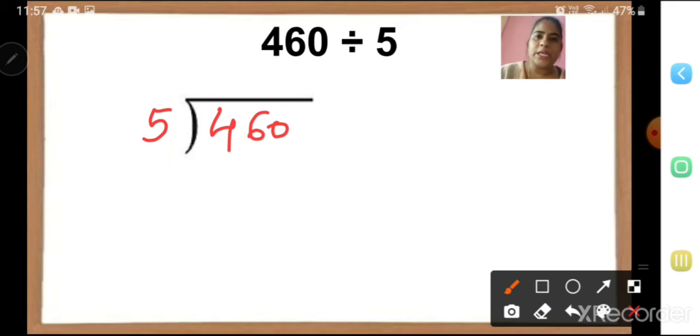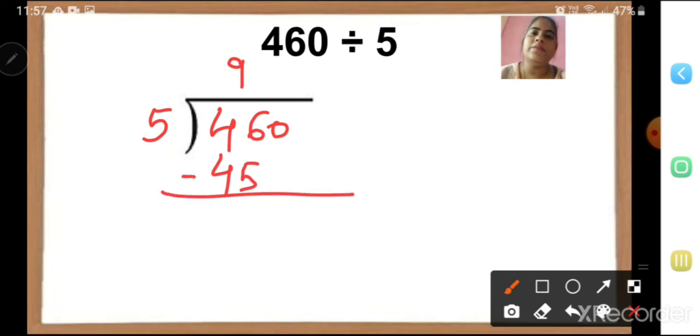So in 5's table 46 will go? No, it doesn't go. But we have a nearby number. What is that nearby number? Children, 5 9s are 45. Correct? So write here 5 9s are 45 minus and then we will subtract. 6 minus 5 is 1. 4 minus 4 is 0.